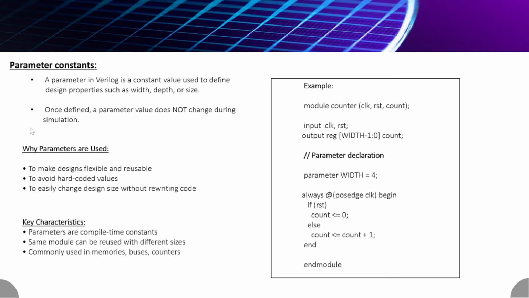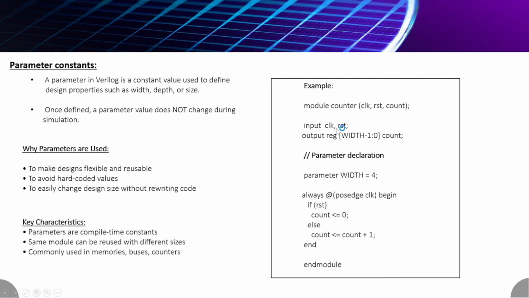Now, why do we use parameters? Parameters help us make our designs flexible and reusable. They allow us to avoid hard-coded values in the code. And most importantly, they make it very easy to change the design size without rewriting the entire code. Let's understand this with an example. Here we have a simple counter module. We define a parameter called WIDTH and set its value to 4.